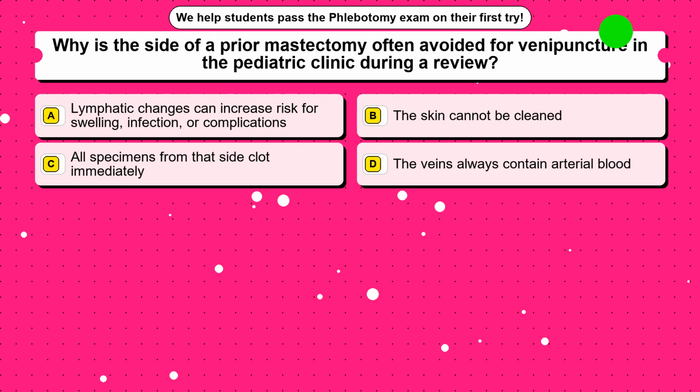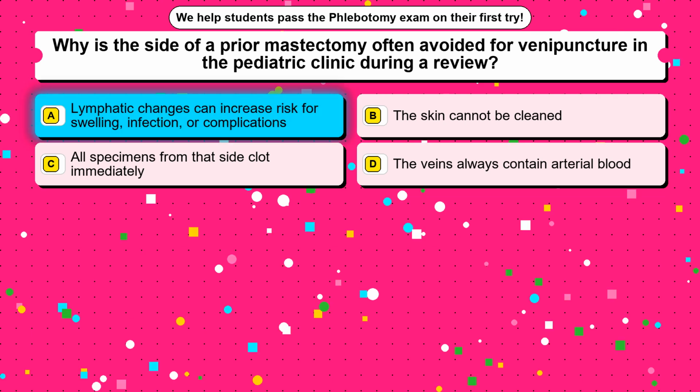Question 37. Why is the site of a prior mastectomy often avoided for venipuncture in the pediatric clinic during a review? Option A. Lymphatic changes can increase risk for swelling, infection, or complications. Option B. The skin cannot be cleaned. Option C. All specimens from that side clot immediately. Option D. The veins always contain arterial blood.